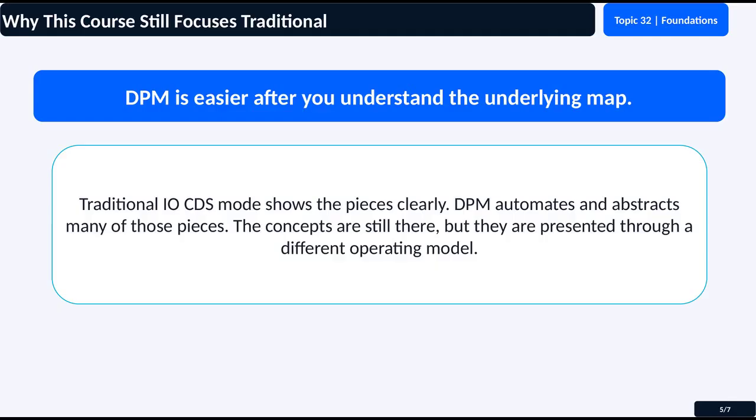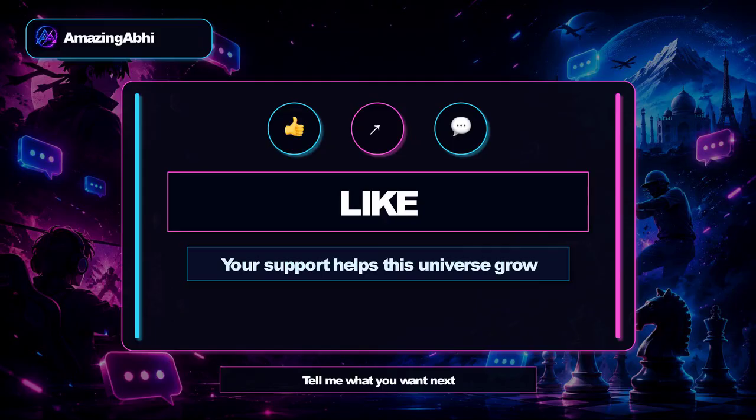This Foundations series focuses on traditional I/O CDS concepts because they expose the architecture directly. If you learn the map first, the automation makes sense later. If you only learn the automation, the underlying map can feel mysterious. DPM is important, but it is easier to learn after you understand partitions, channel paths, physical ports, control units, and device addressing.